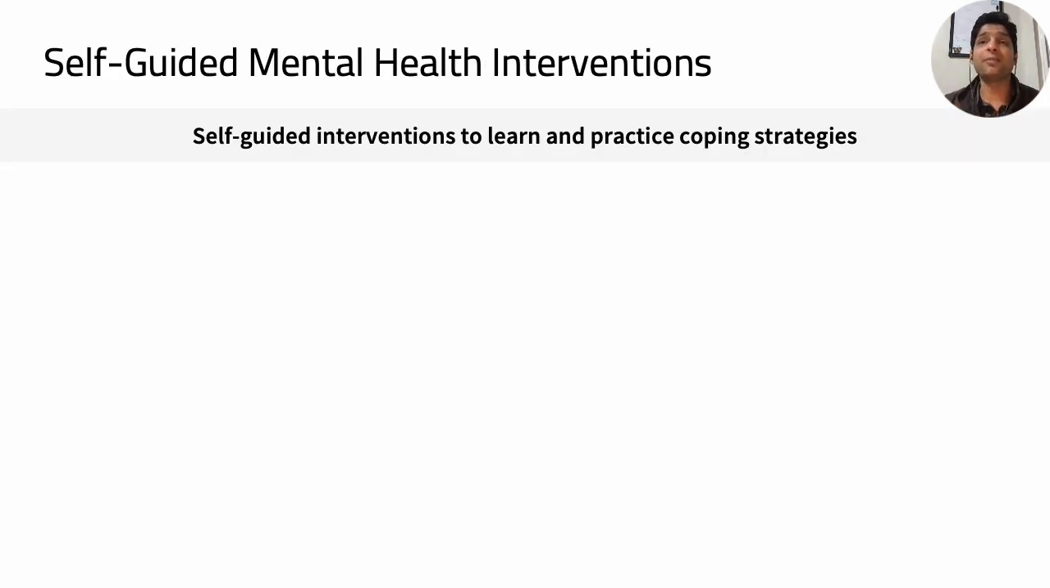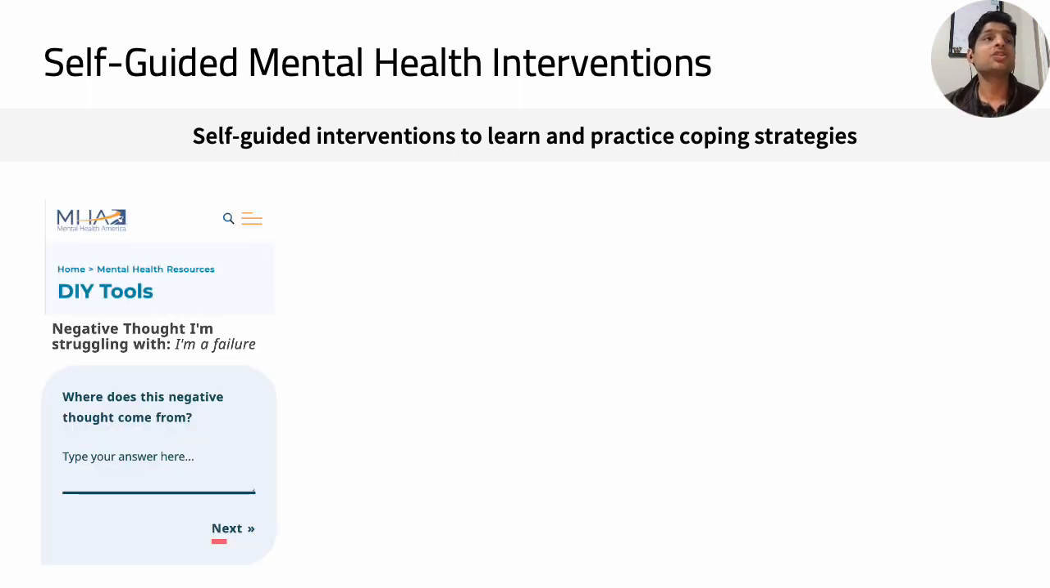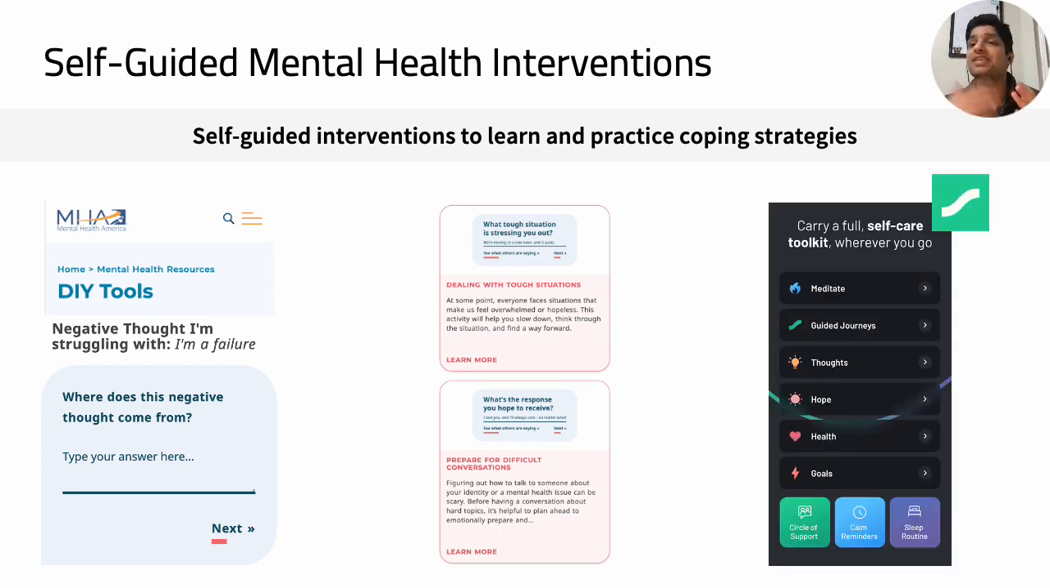So one promising approach to improve access to mental health support is self-guided interventions. People often seek out self-guided resources to learn about mental health and to practice mental health skills. These self-guided interventions can take many different forms. There are DIY tools, worksheets, and even psychoeducation content. For instance, a worksheet that can help you identify and overcome your negative thoughts by asking you to reflect on them through questions like, let's say, where does this negative thought come from? And there are many similar interventions being facilitated by hundreds of different mental health organizations.